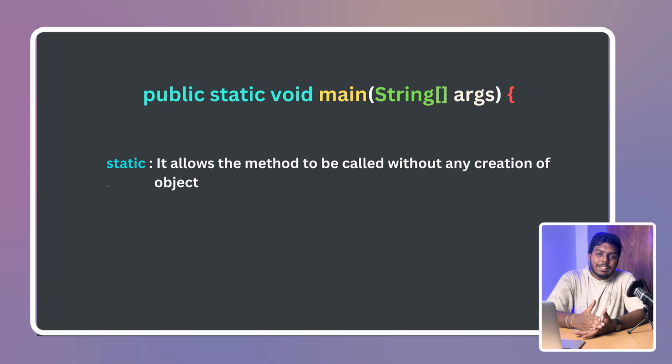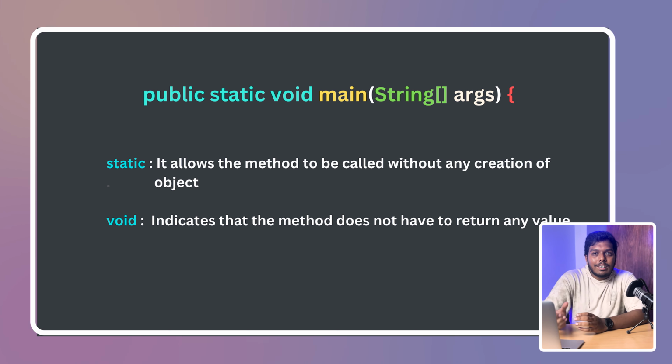The next word is static. So whenever we use static, this means the method belongs to a class, not to any instance of this class, which means we can use the method which has a static keyword without any creation of an object. So now let's not discuss what an object is because it requires a deeper understanding of many topics in Java.